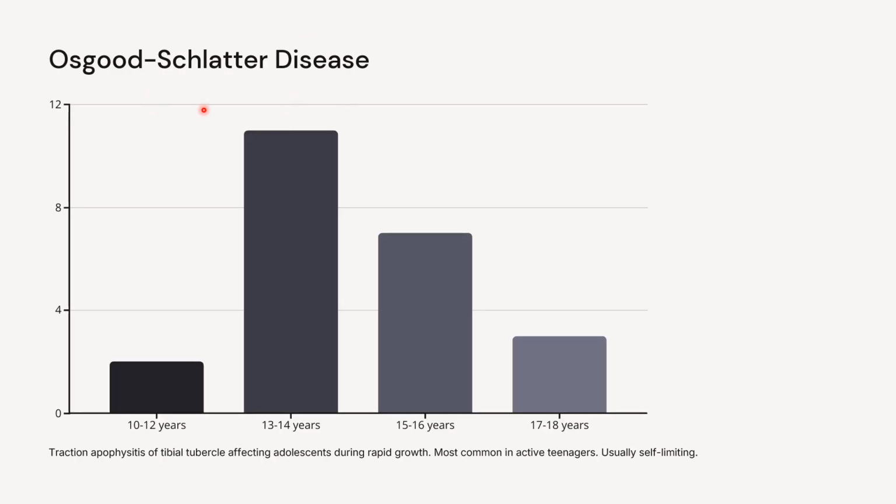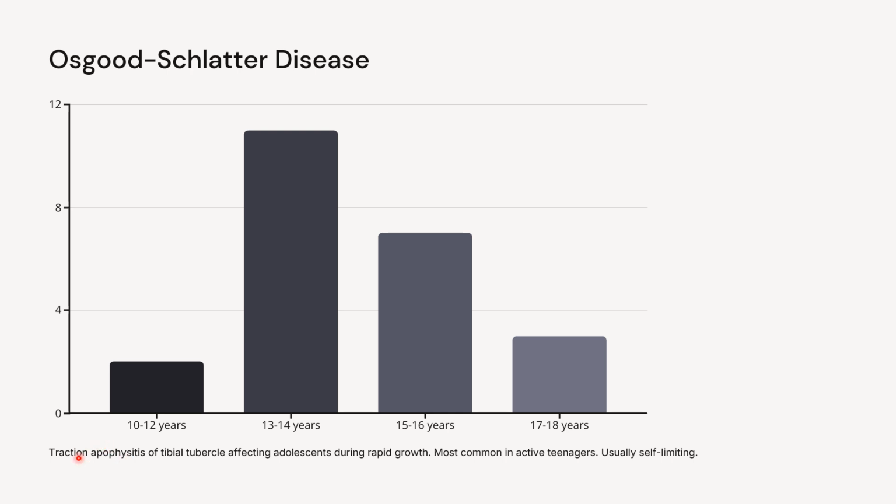So before we go into Osgood-Schlatter disease, we should know what is apophysis. Apophysis is a bony prominence of a bone or the growth plate. Here, in that bony prominence or growth plate, the tendon of the muscles will attach. Second, apophysis is a secondary ossification center where it is still developing and it is not yet fused with the bone. And it is present in children and adolescents.